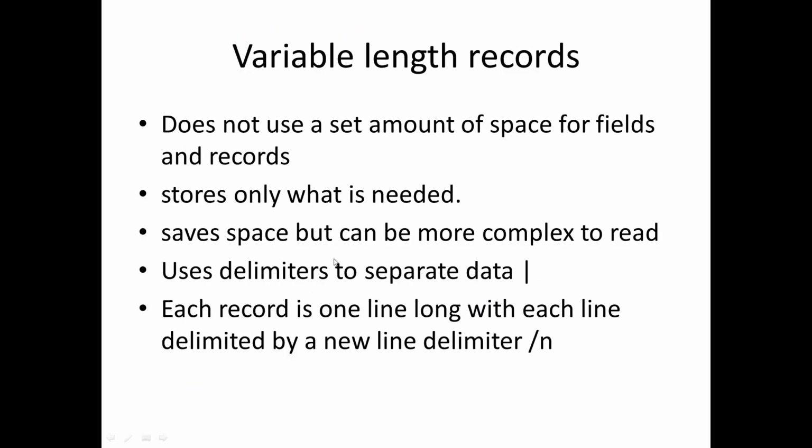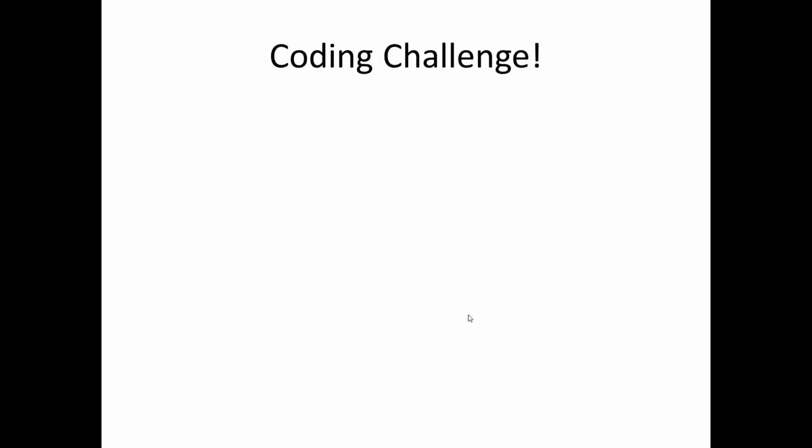But it can be more complex to read because we don't know where the end of one field is and the beginning of another is. With fixed length records, we can tell by the size. So variable length records use delimiters to separate the data. Each record is one line long, and each line is delimited by a new line delimiter. So in this particular case, we do have records that are read out in separate read statements.